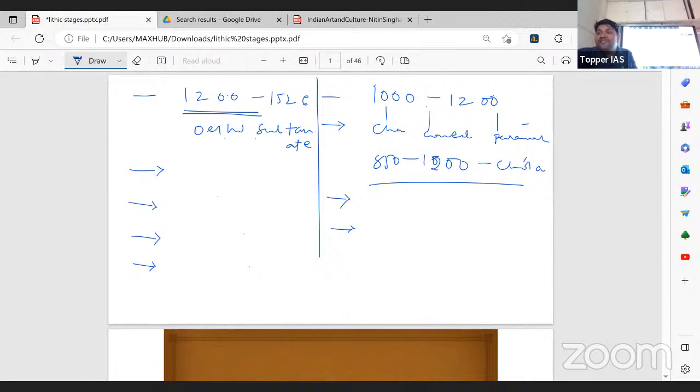So how was the Aurangzeb policy towards Hindus? Okay, so then Aurangzeb's policy in the Deccan.